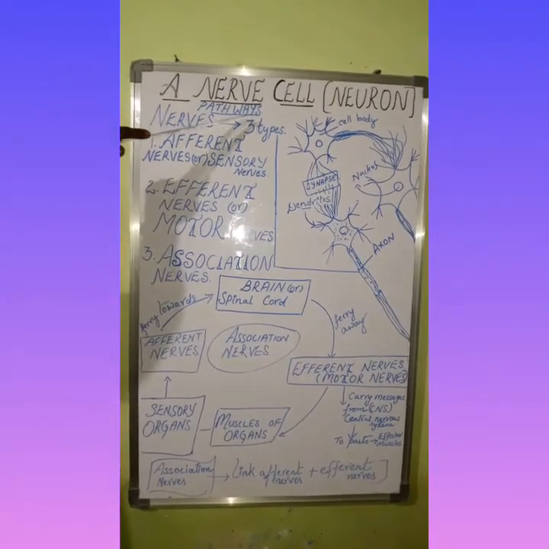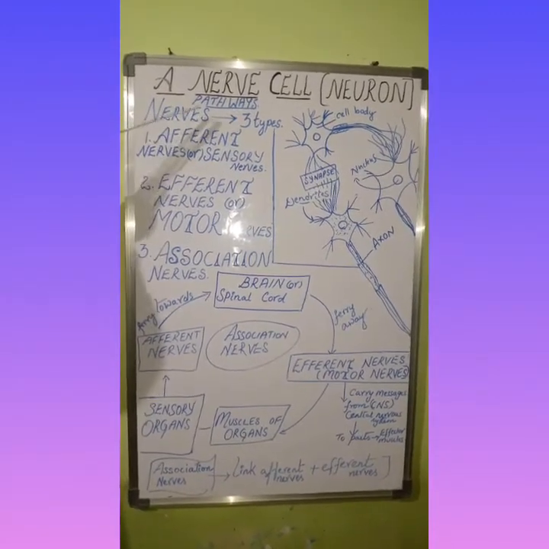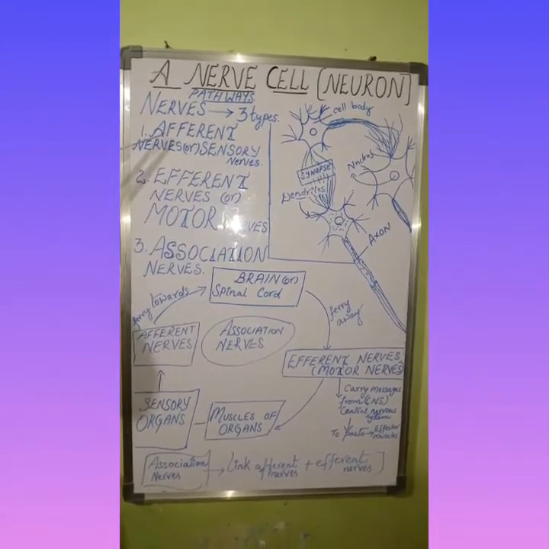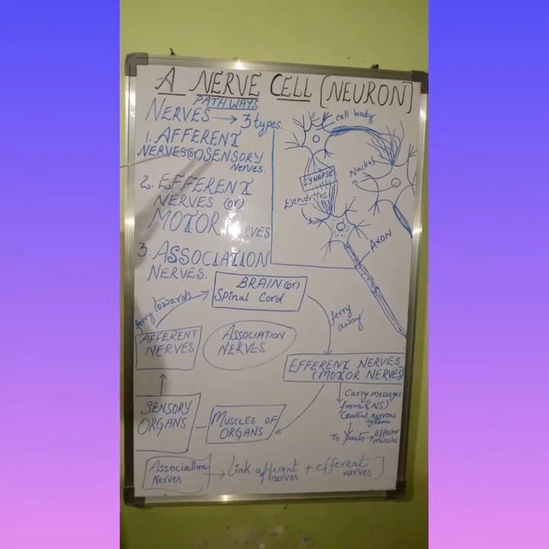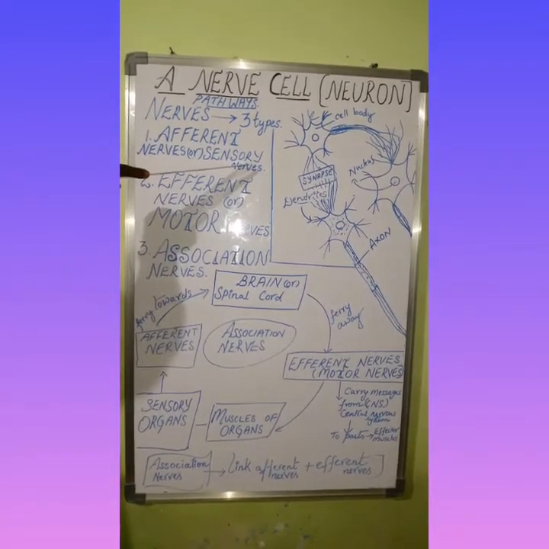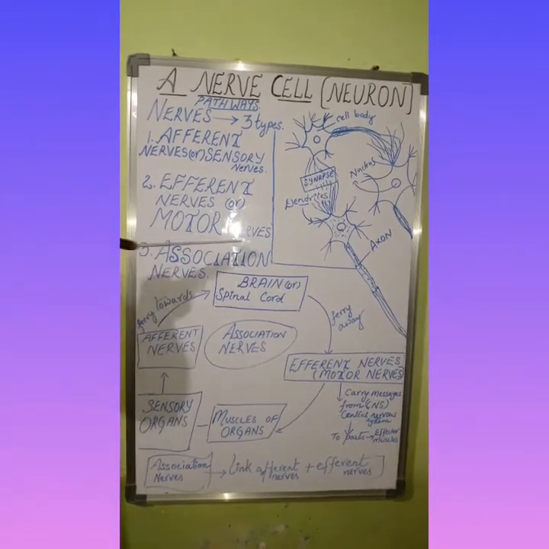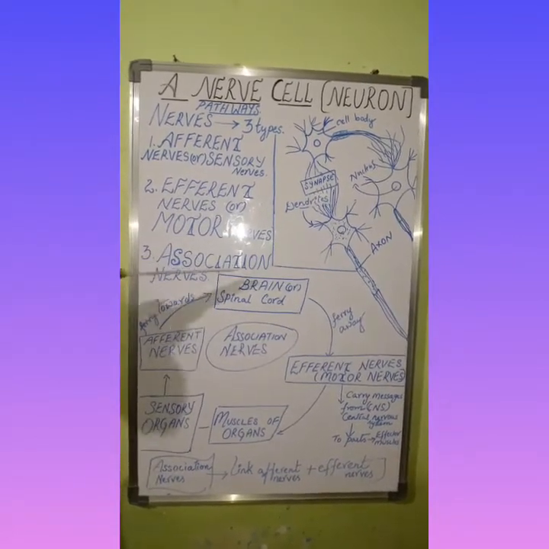Let us see the pathways of the nerves, which are broadly classified into three different types: afferent nerves, also called sensory nerves; efferent nerves, also called motor nerves; and association nerves.